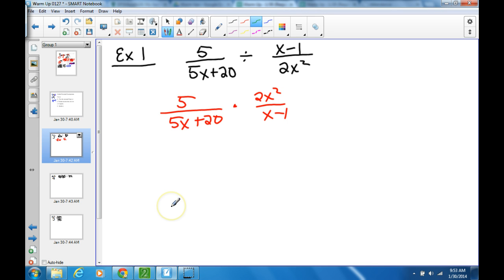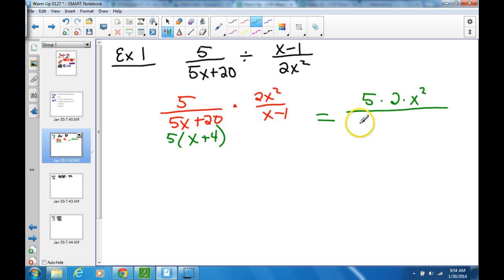I need to factor these. Okay? I can't factor a 5 out anymore. This is factored as far as I can go, x minus 1. But this one right here, I can factor out something. What can I factor out of it? A 5. So I can rewrite this as 5 times x plus 4. This one? It's by itself, right? So if I were to rewrite this whole thing multiplying straight across, it'd be 5 times 2 times x squared. And then this would be 5 times x plus 4 times x minus 1.